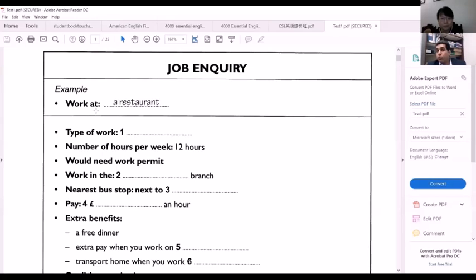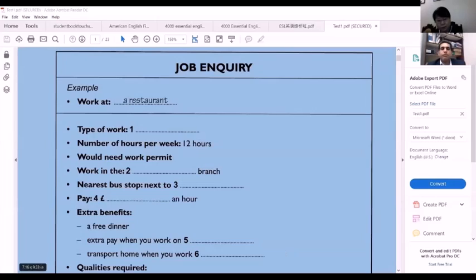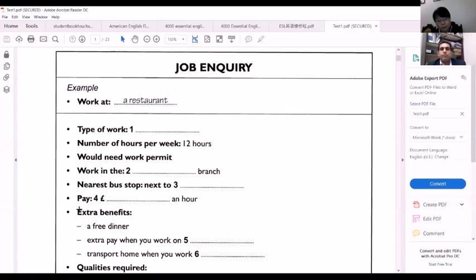So the job vacancy is at a restaurant, okay? A restaurant has been written in as the answer. Now I want you to listen carefully and answer as we shall begin. Let's start. You should answer the questions as you listen, yes, because you will not hear the recording a second time. Very good. Listen carefully and answer questions 1 to 4. Okay, listen.